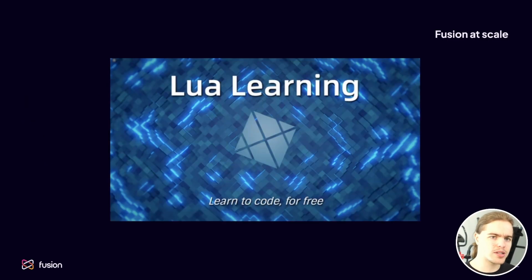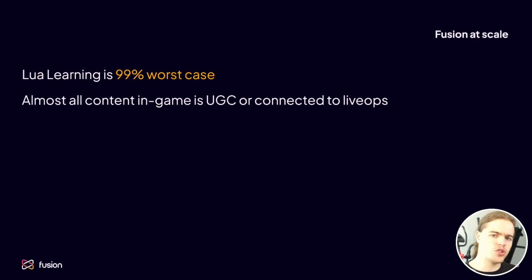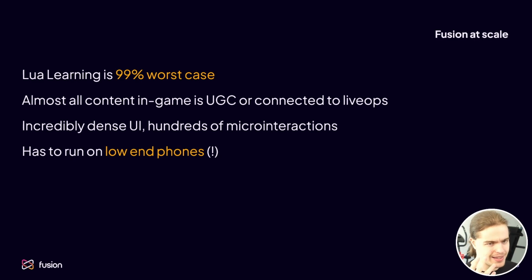When looking at how Fusion works at scale, Lua Learning is a great case study. Now, I'll let Zach keep all the details to himself, I don't want to disclose anything outside of my purview, so I'll just keep things simple. Lua Learning really is just the worst case scenario for Fusion in a realistic setting. Almost all content in-game is user-generated in real time, or connected to Zach's LiveOps system to be updated at, I don't know, any hour of the day. The UI is incredibly dense, with hundreds of possible micro-interactions, and all of that has to run anywhere, including on some very low-end phones. Oh, God.